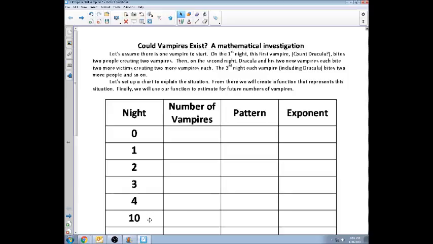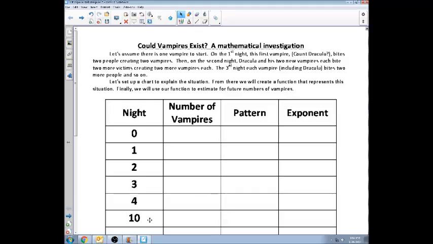So let's read our little paragraph here. Let's assume there is one vampire to start. On the first night, this first vampire, Count Dracula, I guess, bites two people, creating two vampires. Then on the second night, Dracula and his two new vampires each bite two more victims, creating two more vampires each. The third night, each vampire, including Dracula, bites two more people, and so on.